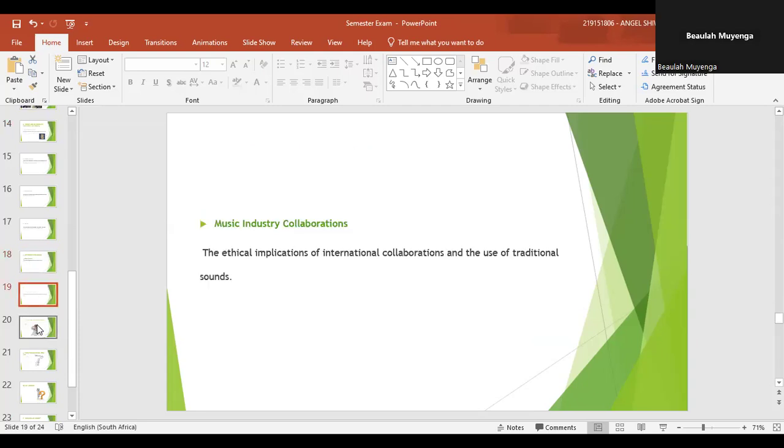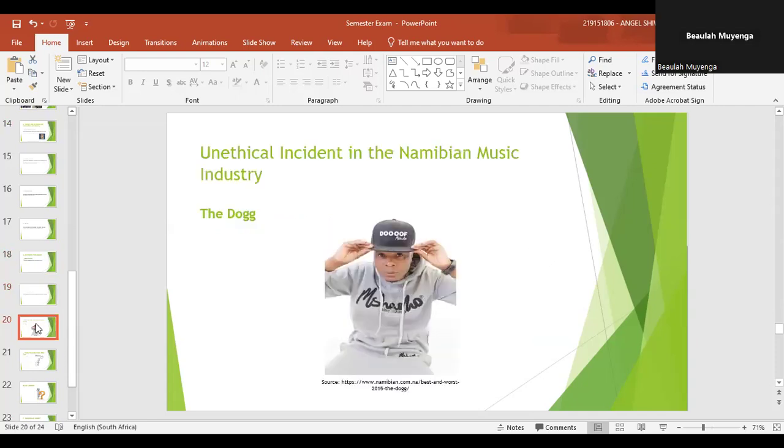Within the music industry, we have our very own The Dog, who had a song that is similar to another artist's music, so he got into ethical problems, which was copyright infringement from his end. I just wanted to ask the class, how does that affect a creative when you are in these legal battles? Think and reflect about how that can affect your career, your reputation, and everything.